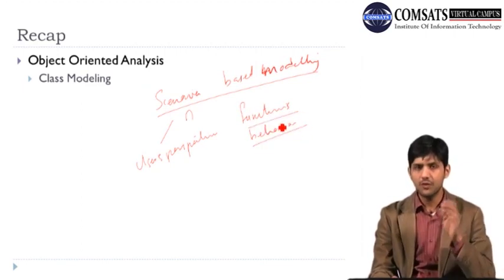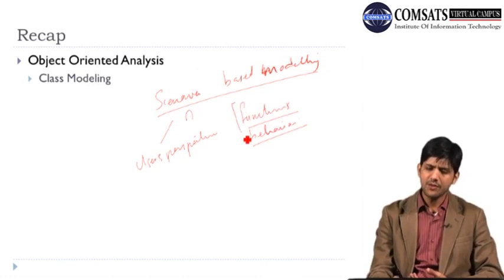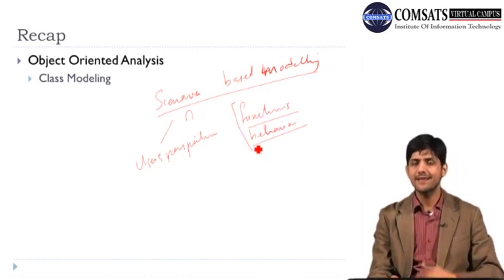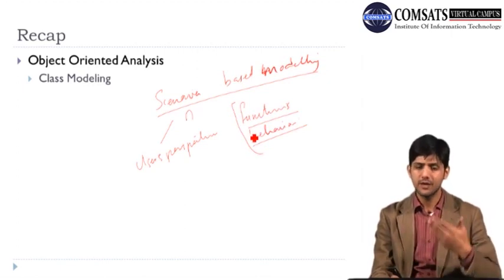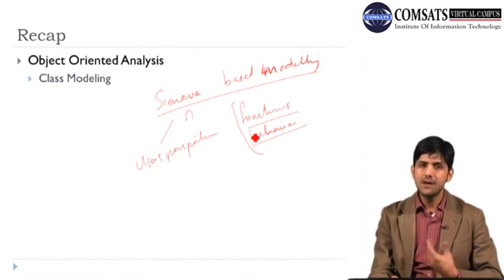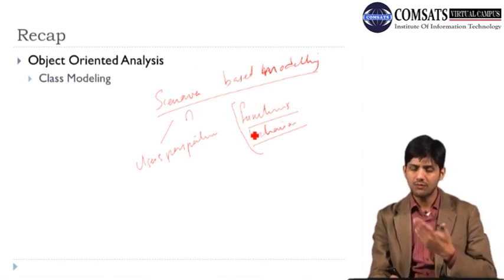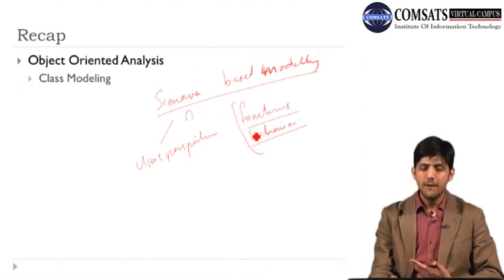So two things we know from the scenario-based modeling. And we also saw that when we write those use case texts, at times we also identify some non-functional requirements. If you remember, there was a specific section on specific requirements. So we can identify some non-functional requirements along the way, but the goal here is to identify functionality and behavior of the system from the user's perspective.